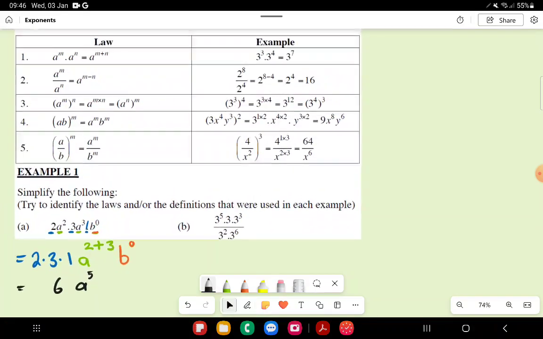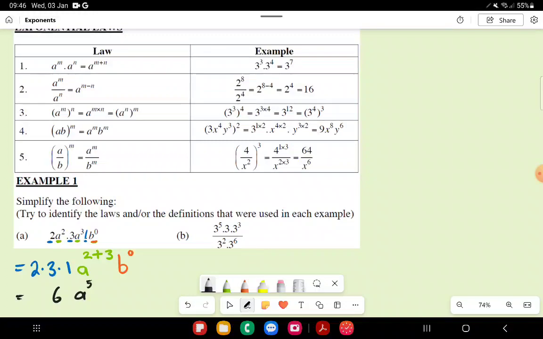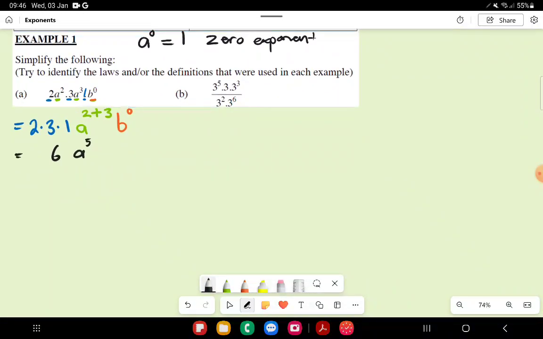Now, I didn't put this on your laws of exponents, but I'll add it now: anything to the power of 0 is equal to 1. This is called the zero exponent law. So b to the power of 0 is equal to 1. So that times that times that, which means we have a final answer of 6a to the power of 5. Okay, let's look at question B.